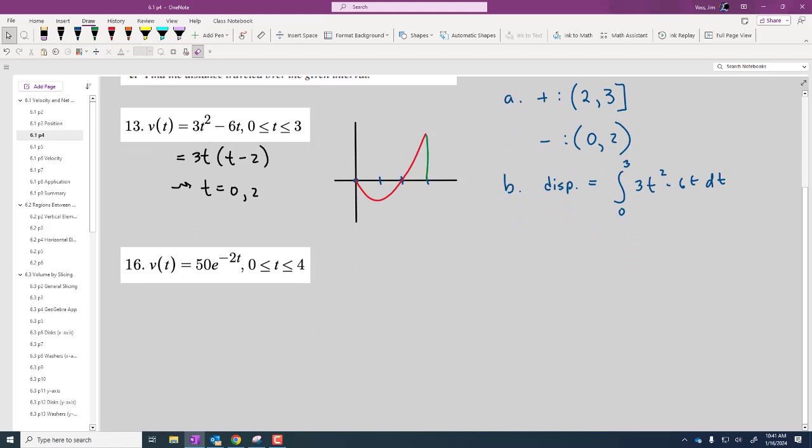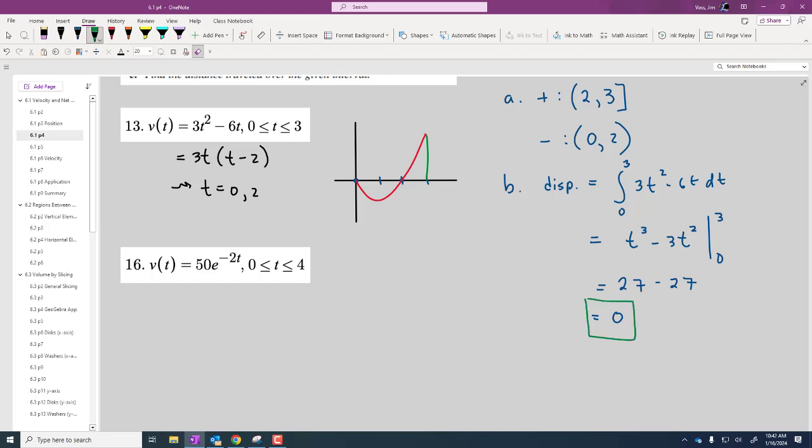Integrating a polynomial is the simplest of all antiderivatives: add 1 to the exponent, divide by the new exponent. It's crazy that that works. Plug in 0 and get nothing, so we really only have to look at the contribution from the 3. So we're going to get 27 minus 27, so we get 0. So that is the displacement.